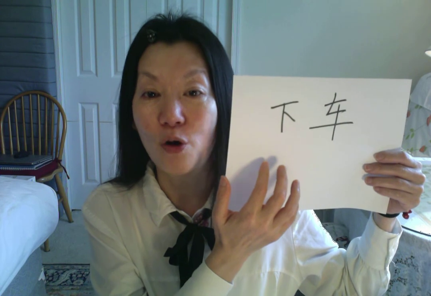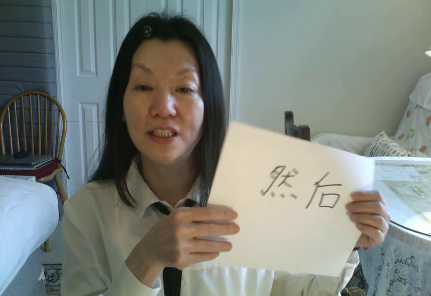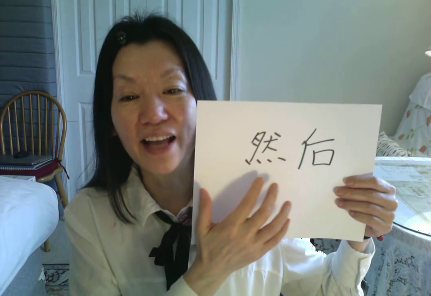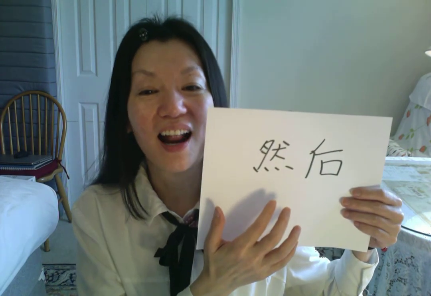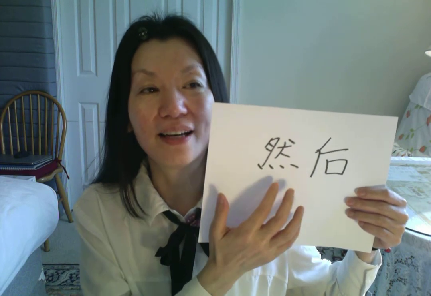下车, get off. 下车, to get off a metro or bus, right? 下车, okay. Let me see next. We say here, then. Next, we say then. That is a then in Chinese. Okay, we like to say, in Chinese, we say 然后, my tongue is up. 然后, okay, then.